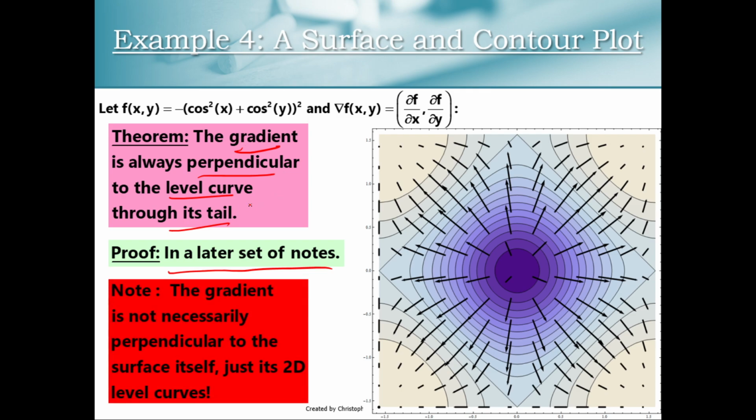Now, notice that this is all happening in a two-dimensional representation. What I'm saying here is that the gradient vector and these level curves are perpendicular to each other as long as the gradient vector's tail is on the level curve. This is not saying that the gradient vector is perpendicular to the surface itself. You don't want to get mixed up between the three-dimensional surface and this two-dimensional representation of it. So this is a two-dimensional theorem. Don't mix it up with the surface itself.